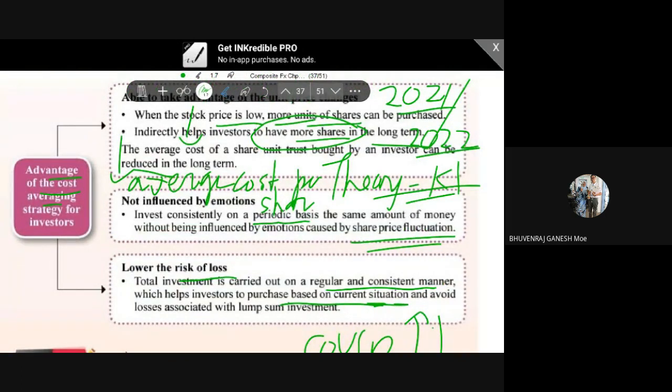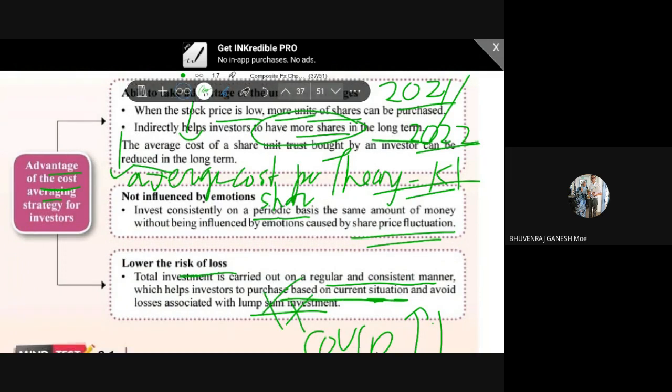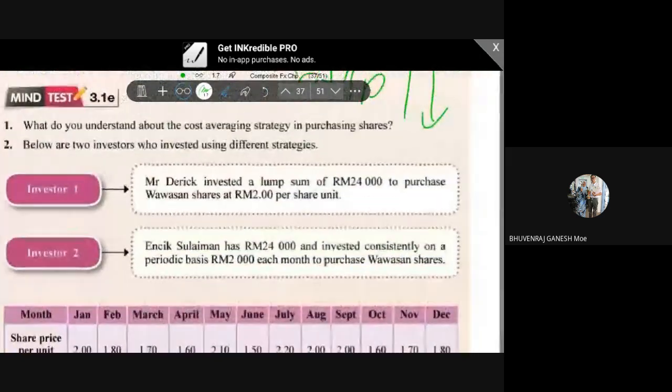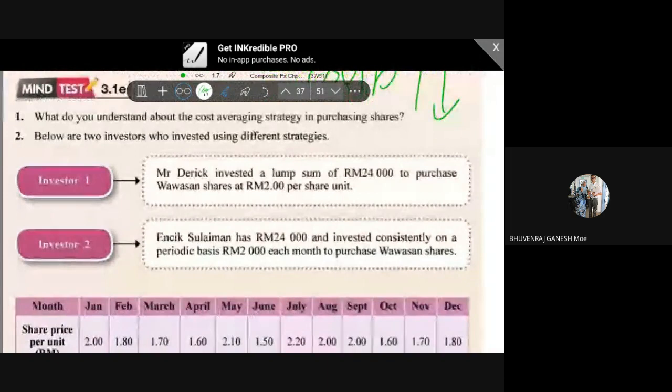And avoid losses associated with lump sum investment. So that's why we want to avoid this method. Don't ever think of doing this method in the future. Always follow the cost averaging strategy.